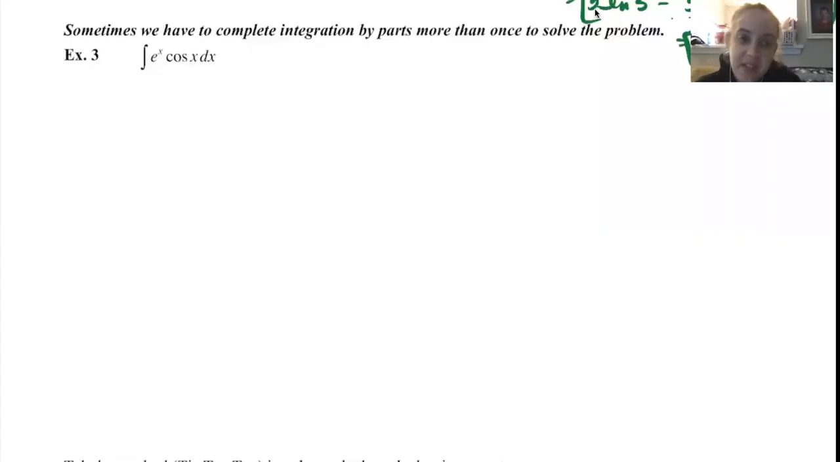So sometimes we have to complete integration by parts more than once to solve the problem. Now, if you find yourself doing it 4 or 5 or 6 times, stop. You've gone too far. 2 or 3 is in the realm of possibility. So let's talk about this one.